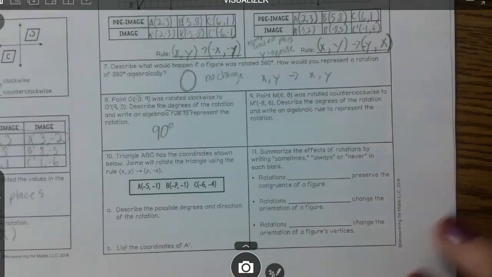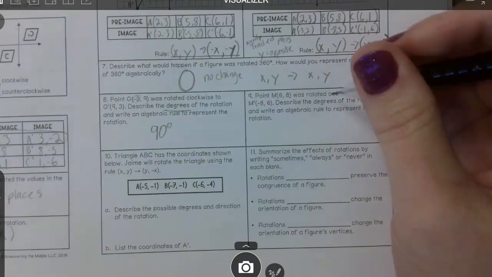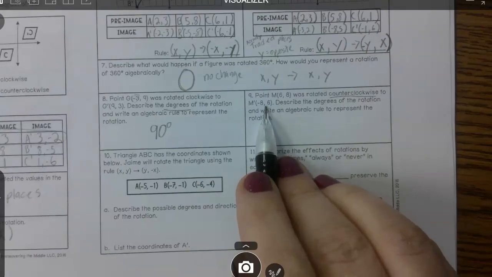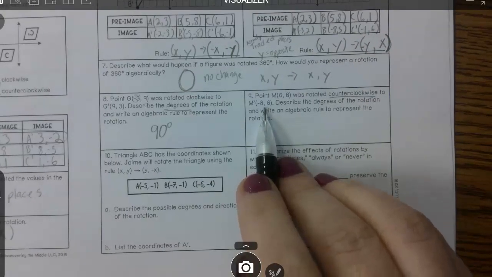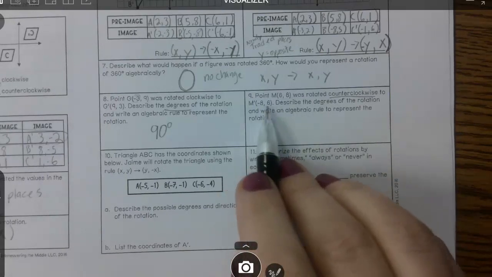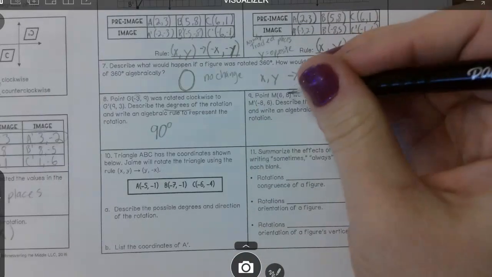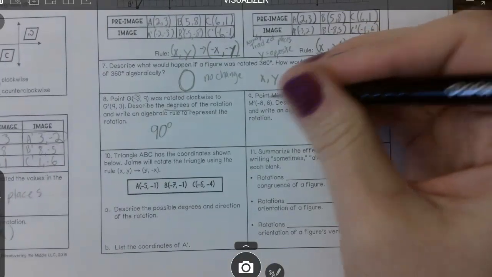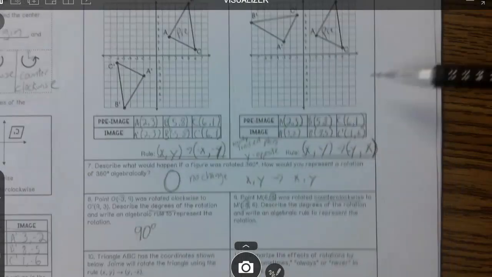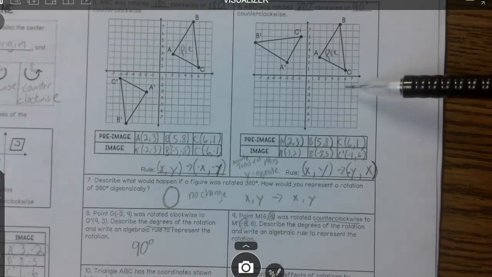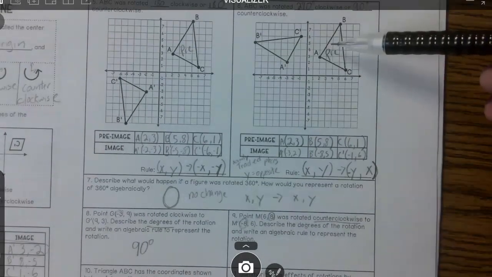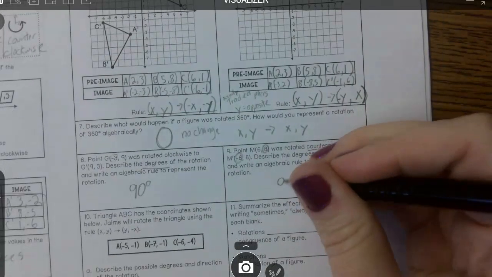Number 9. This point was rotated counterclockwise to be this point. We have to decide how many degrees again. So I'm going to look at the points. It looks like x and y's are backwards. And this time the y value, 8, is now the opposite. Okay, so now I know I'm talking about this rule right here. So how many degrees was this rule counterclockwise? It was 90 degrees counterclockwise.